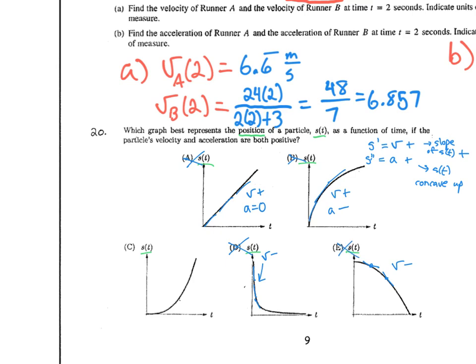So that leaves C. C is where the velocity, or the slopes of position, are positive, and we see that the velocity is increasing as you go from left to right. The slopes are increasing. We see the graph is concave up. So this means that the acceleration is positive as well.